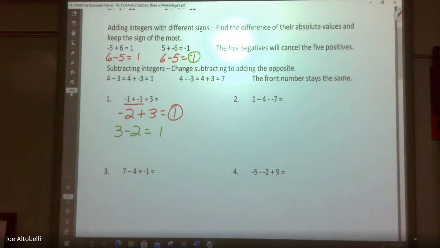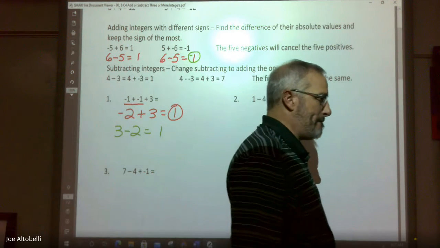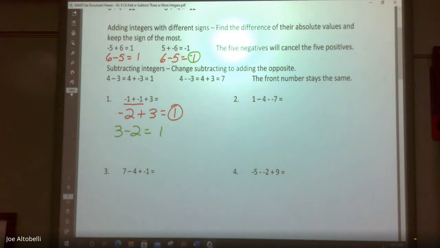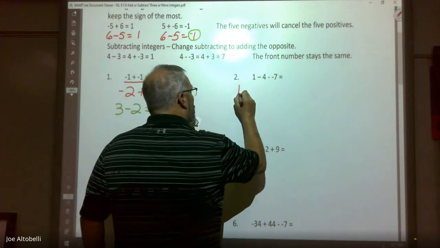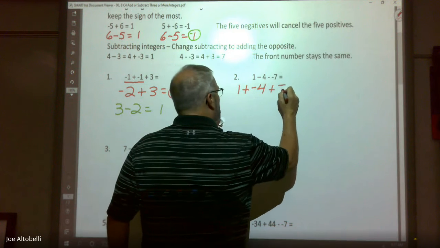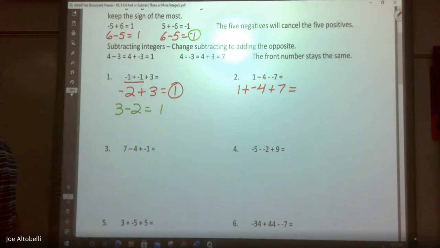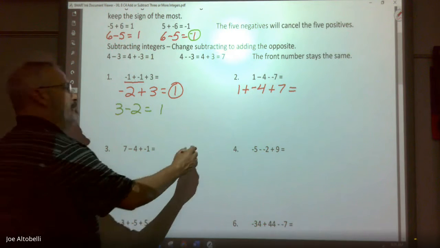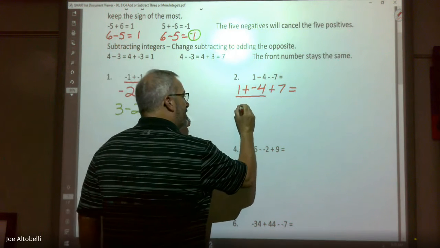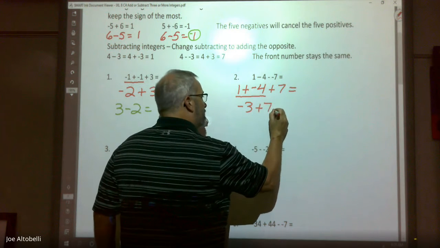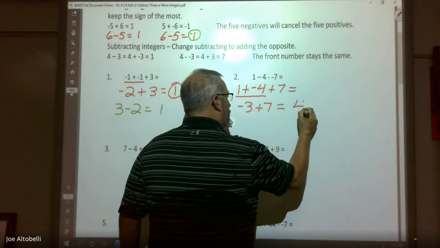All right, number 2. Go ahead, see if you can work through the problem and get it right. Okay, so first of all, hopefully you rewrote them. Hopefully you wrote 1 plus a negative 4 plus 7. When we do this part here, that is a negative 3 plus 7. And then we get 4.